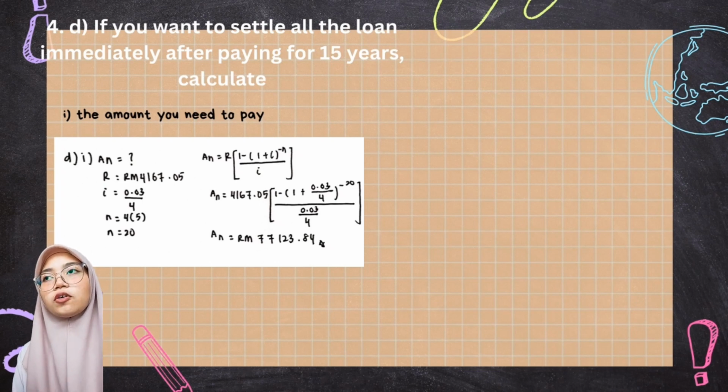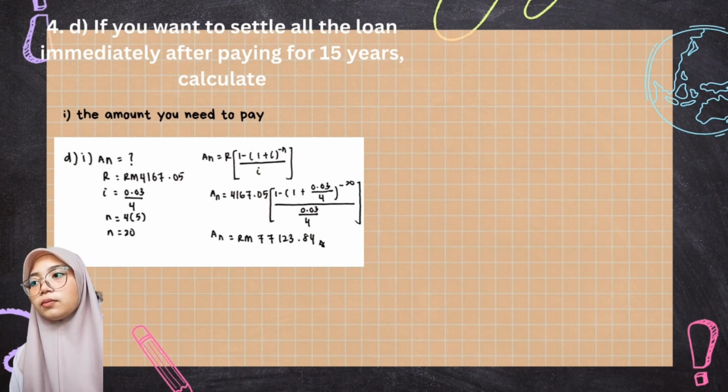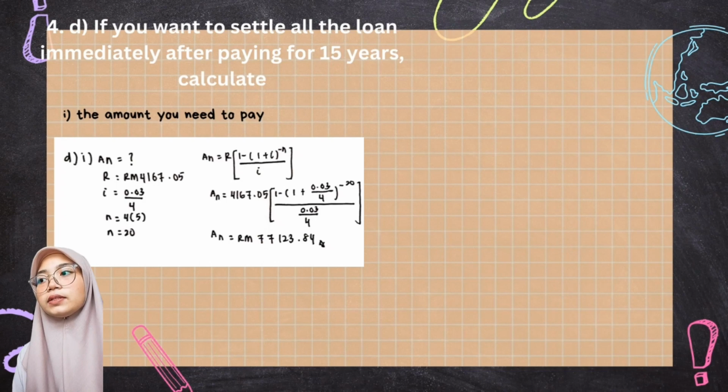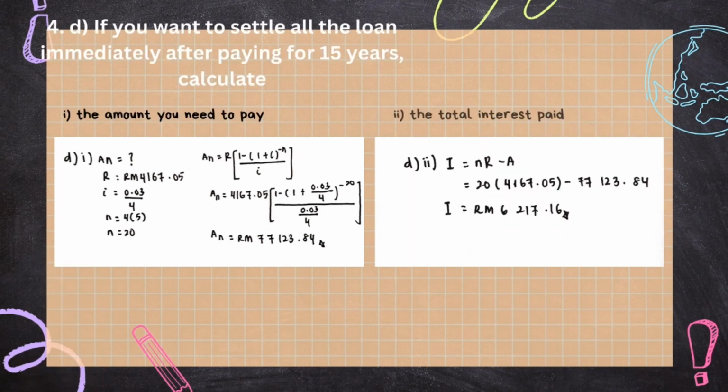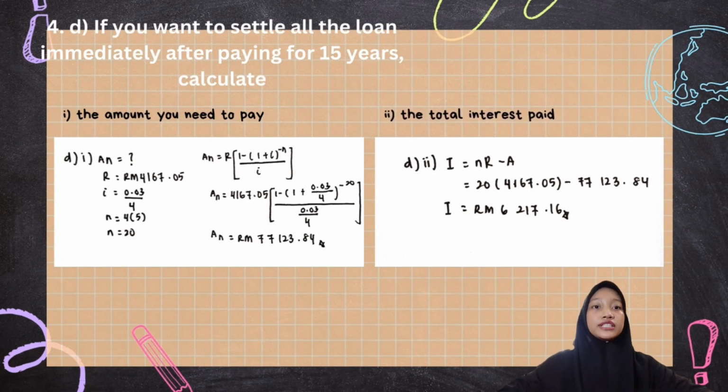So using the formula of present value, which is A_N equals R (1 minus (1 plus I) to the power of negative N) over I, just apply all the information given. A_N equals 4,167.05 times (1 minus (1 plus 0.03 over 4) to the power of negative 20) over 0.03 over 4. So the final answer will be A_N equals RM77,123.84. For question 4D, find the total interest paid.